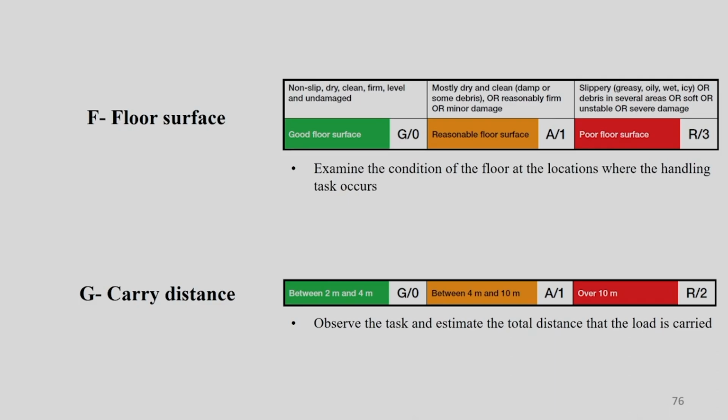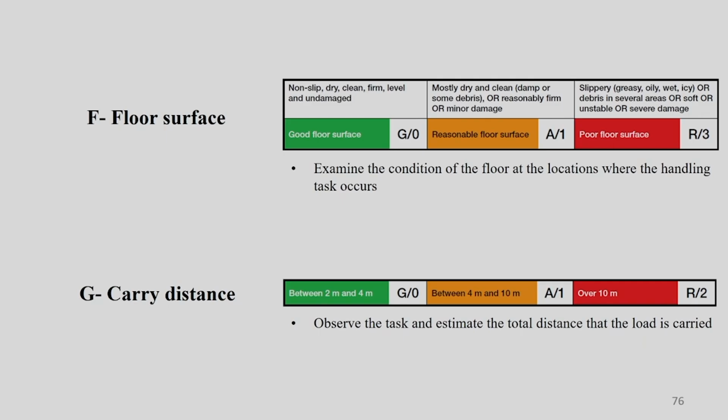Mostly dry and clean, or reasonably firm or minor damage, so 1, or amber, slippery. So it is difficult for you to work on because you are actually carrying things, right? While carrying, if you have to maintain your balance, then it becomes very difficult for you to hold the object and maintain your posture. It is a lot of load on your whole body, right? So it is red or 3.